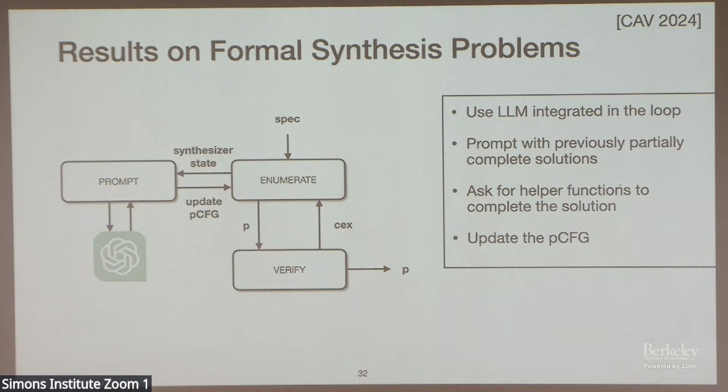It is maybe worth saying that we have also tried this for some classic formal synthesis problems. This was a paper at CAV in 2024, and we have a slight extension of it. In the CAV paper, we do a slight variation where we can ask the LLM for more guidance partway through the synthesis loop. When we're partway through enumerating a program, we can ask the LLM to suggest some helper functions, and then update the probabilistic context-free grammar based on that. Otherwise, the basic idea is very similar.